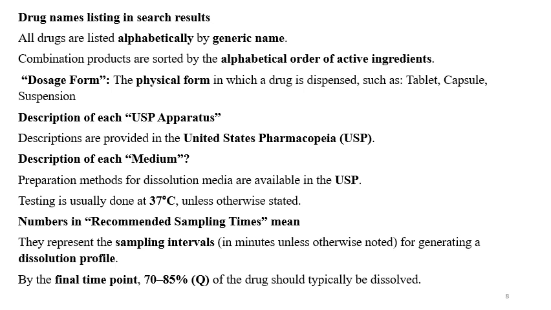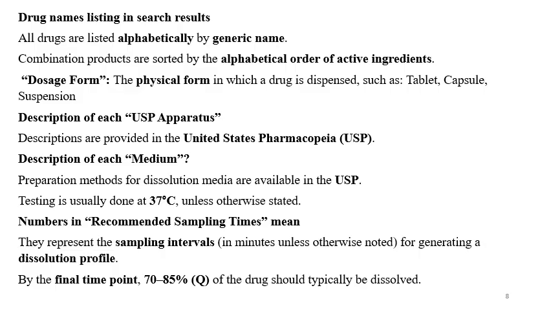In the dosage form section, you can get the information about the dosage form, like tablet, capsule, suspension. A description of each USP apparatus is there, and the type of USP apparatus you can get from the USP. Similarly, the type of medium is given there, and the preparation method you can take from the USP. The testing is generally performed at 37 degrees Celsius.